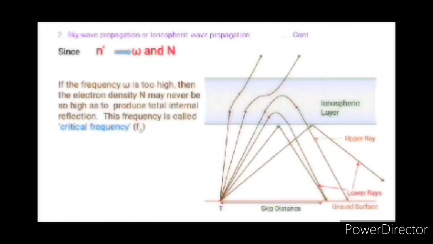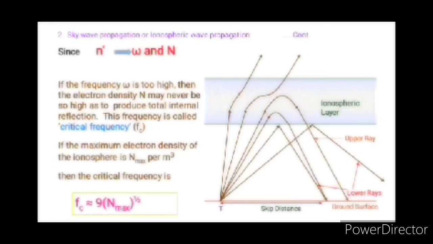If the frequency omega is too high, then the electron density n may not be high enough to produce total internal reflection. This frequency is called the critical frequency. If the maximum electron density of the ionosphere is n maximum per meter cube, then the critical frequency is given by the relation Fc is equal to 9 times the square root of n maximum.